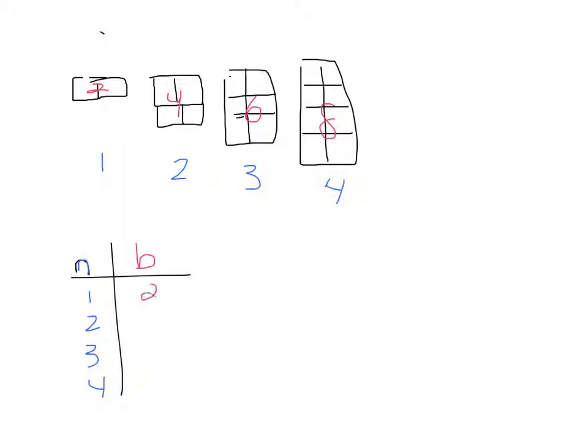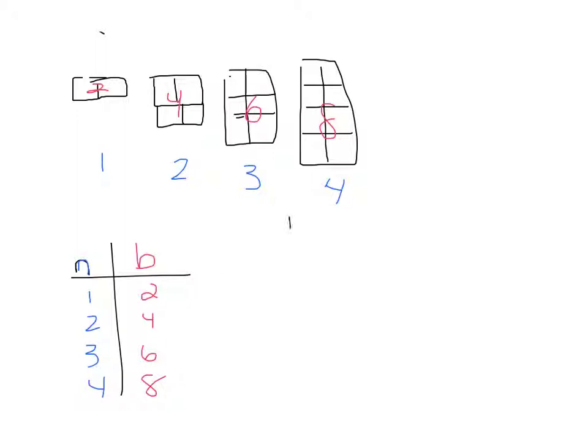Let's follow this with another example. So here, taking the same idea of figure 1, 2, 3, and 4, okay, I have 2 blocks, I have 4 blocks, 6 blocks, 8 blocks. So if I were to graph or put this in a table, n, we can say would be the blue, okay, what figure? 1, 2, 3, and 4. The number of blocks would be given by 2, 4, 6, and 8.